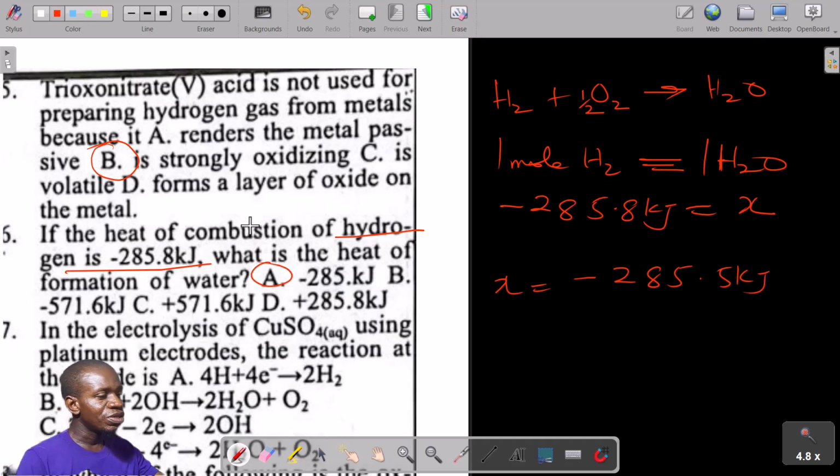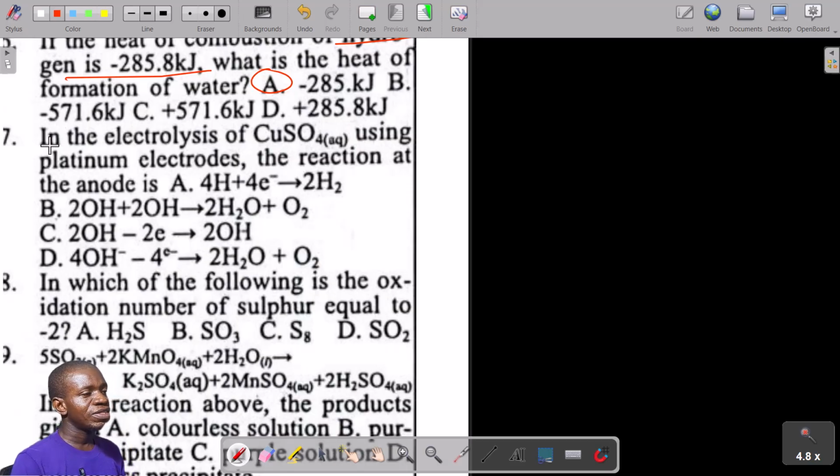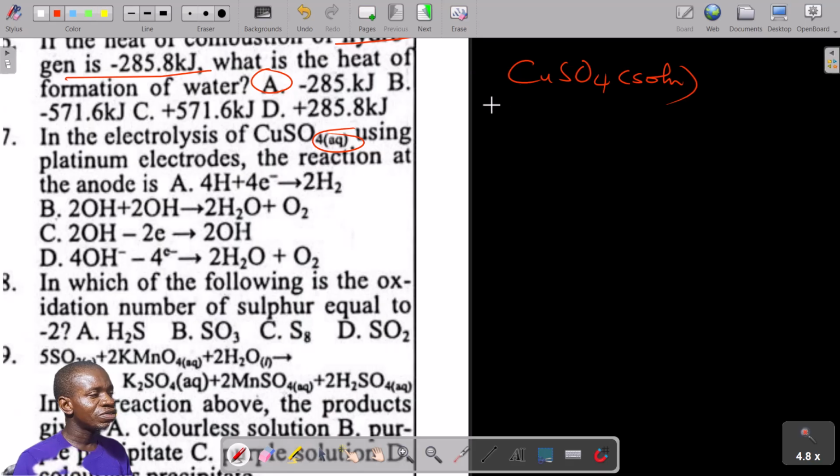All right, quick one. Now the next question, question number 7. Can you solve it? If you can, pause this video and solve it. If you can't, let's quickly look at it. For question number 7, in the electrolysis of copper 2 sulfate aqueous, you see what they wrote, aqueous, which means it is copper 2 sulfate solution. And copper 2 sulfate solution contains two things. It contains copper 2 sulfate, and it also contains water.